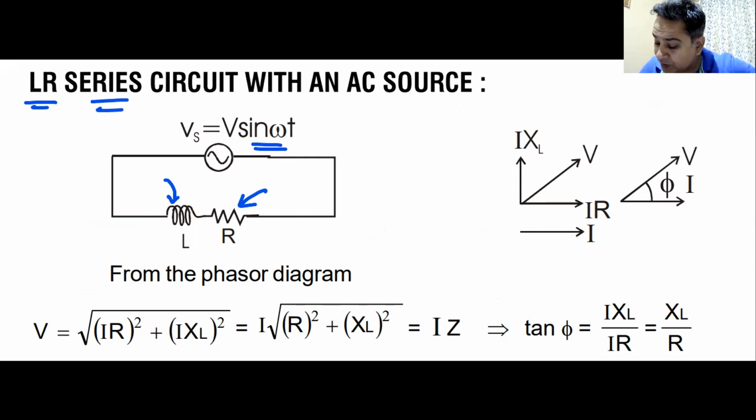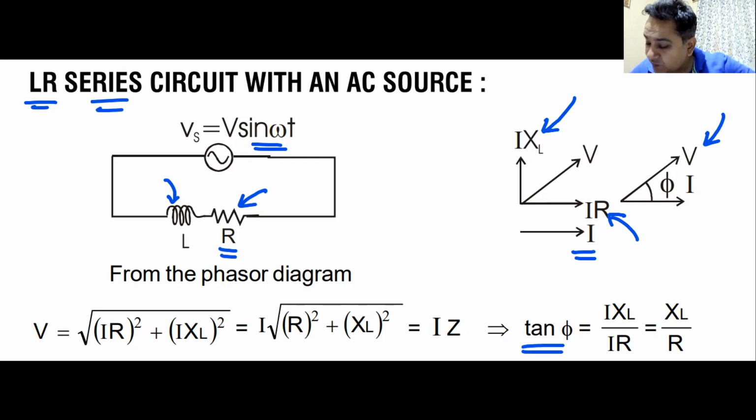Now remember, if it is pure R, they are in the same phase. If it is pure L, voltage is leading current by 90. But when I combine these two, in one case it is 0, in the other case it is leading by 90. So what happens? This is the voltage across inductor, leading by 90. This is the voltage across resistance, which is in line, same phase. As you can see, now the voltage leads the current, but not by an angle of 90 or by an angle of 0. Voltage is leading by an angle of phi.